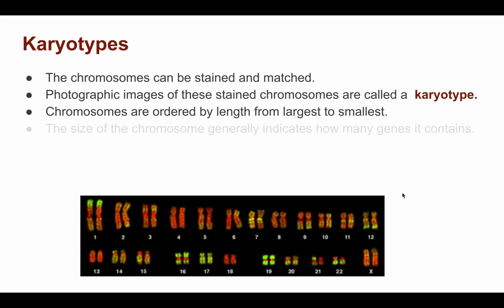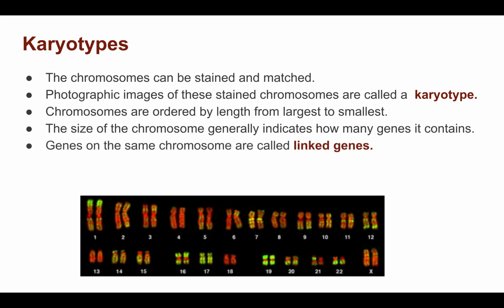Arranged from the biggest to the smallest, and the size of the chromosome generally indicating how many genes it's got on it. And we'll talk about this a little bit more later, but if genes are on the same chromosome, we describe them as being linked, because if you get a gene off chromosome 12, you're going to get all of the genes that are also on chromosome 12. They travel as a pack, they travel together.